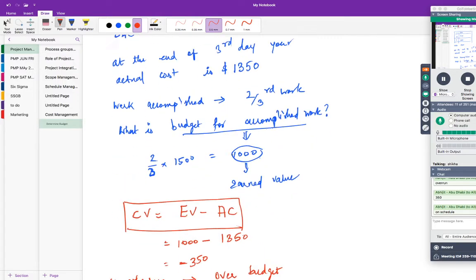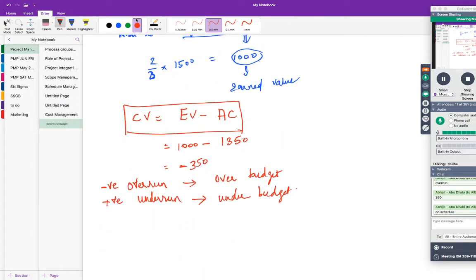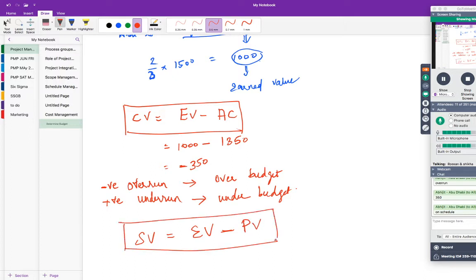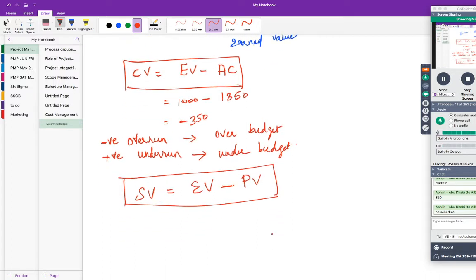So how do we find out schedule variance? Schedule variance is equal to earned value minus planned value. So on the third day, you have completed only 2 by 3 of work, right? So for the 2 by 3 of work, what is the earned value?